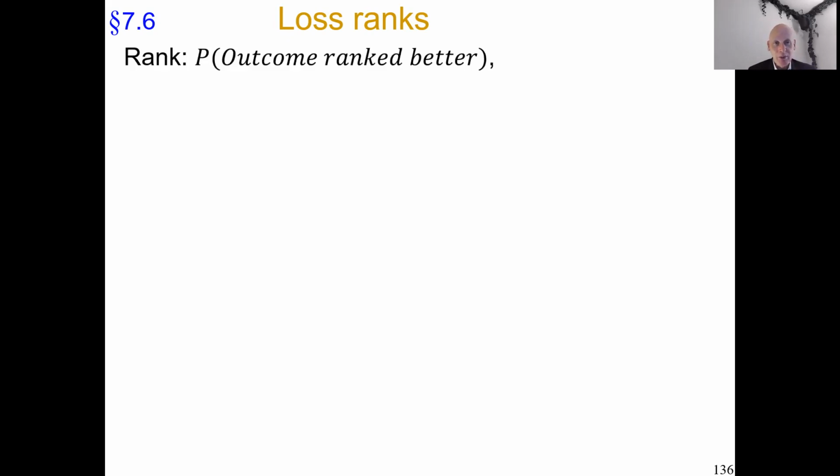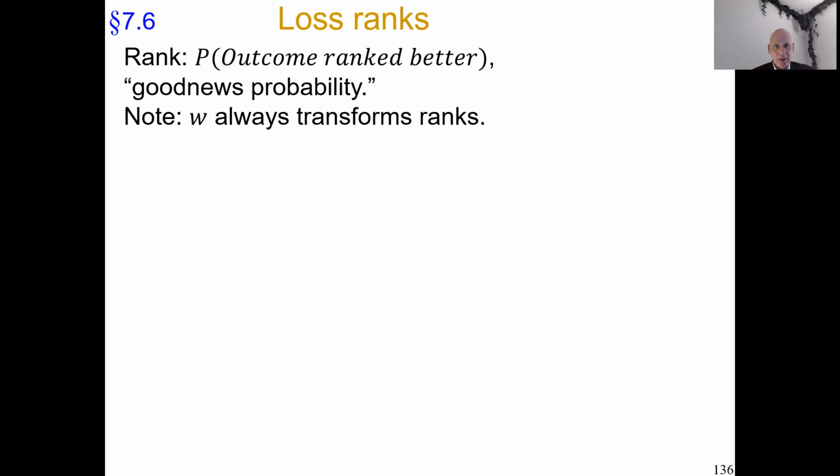Rank was the probability of getting an outcome ranked better. Informally, I sometimes call that a good news probability. It's good news if you get something better than something else, it can never harm. If you really study everything we did so far, wherever we use this probability transformation function W, it was always applied to probabilities that were ranks. You can verify it's true.